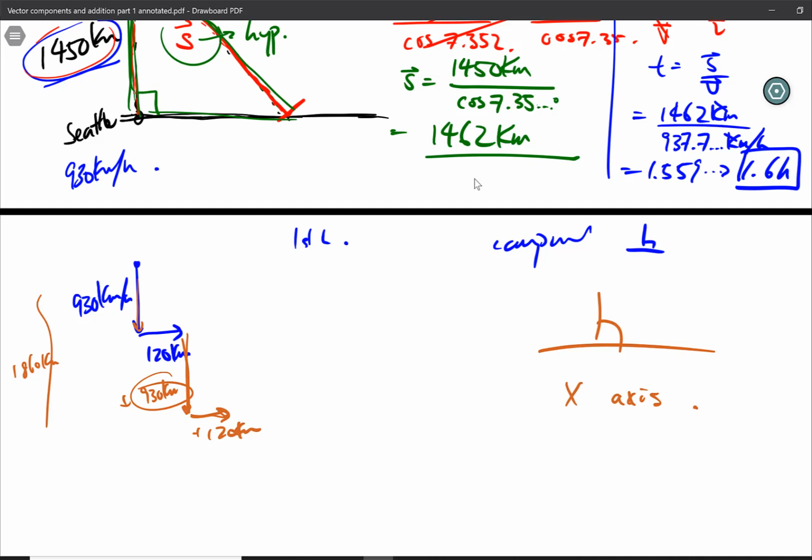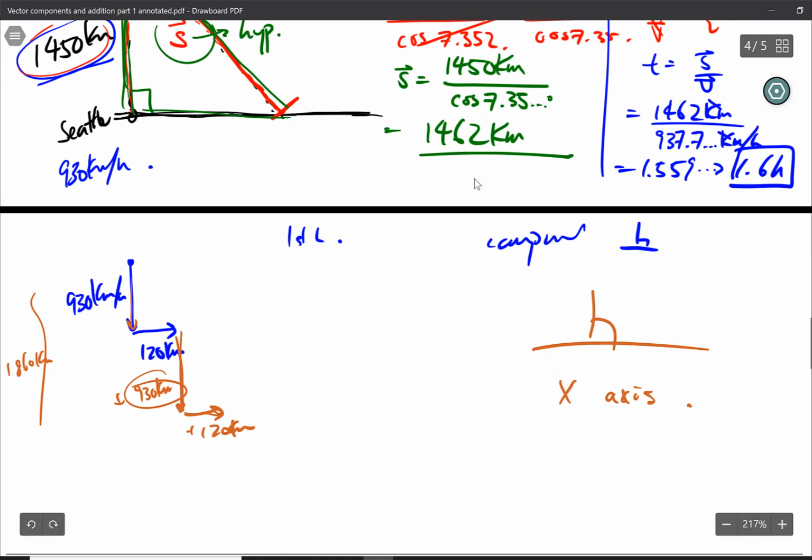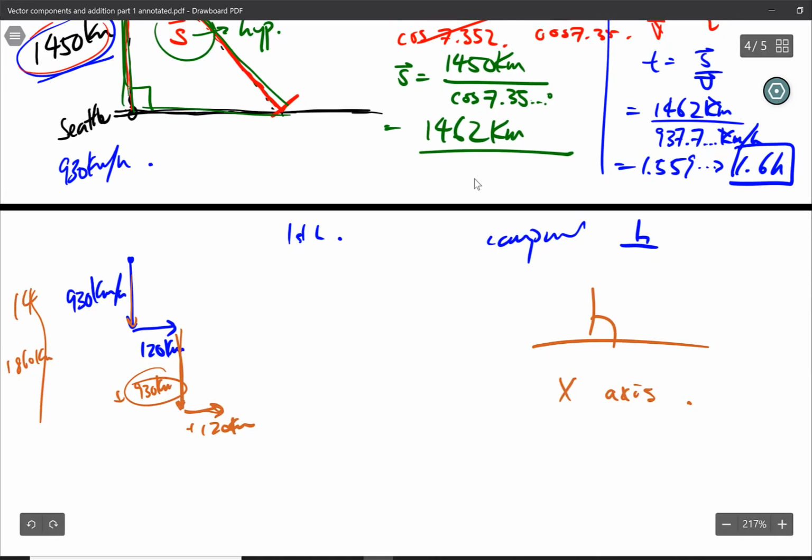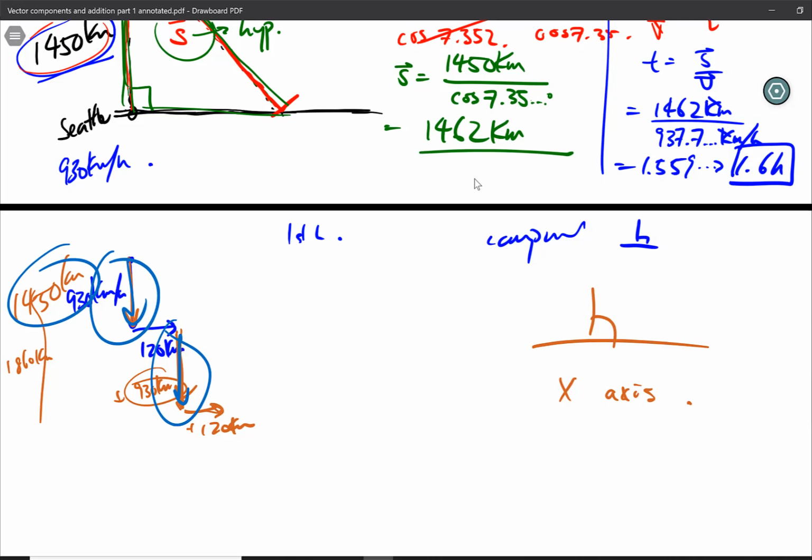So if I need to find out how long this plane took to go the 1450 kilometers south, I only need to look at the component of my plane that is going in the southward direction, which is the 930. Okay, only this one is affecting how much it goes south. The wind doesn't care about the plane. It's not like, oh, you're going south, hey, let's give you a boost. The wind's not even going south. You're right. If the wind was going south, it would be a different scenario.